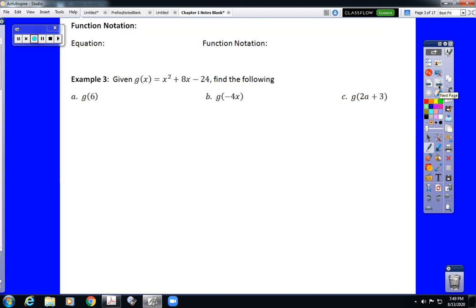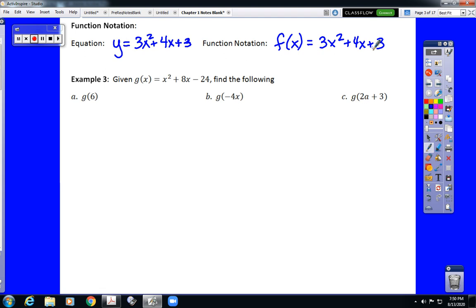Okay. Function notation. Keep in mind that when we have an equation, we generally have y equals something along the lines of, I don't know, 3x plus 4 or 3x squared plus 4x plus 3. You know, this is equation notation, okay? But in higher math, we no longer use y. We use function notation to state that a function of x is 3x squared plus 4x plus 3.